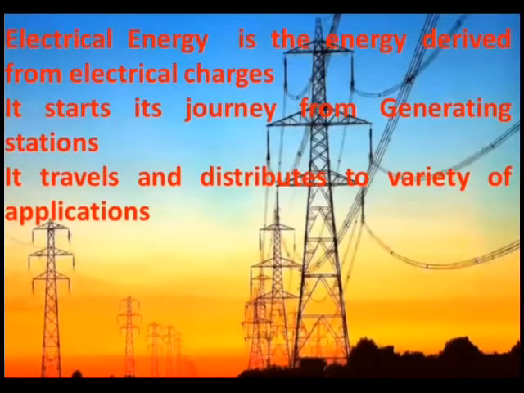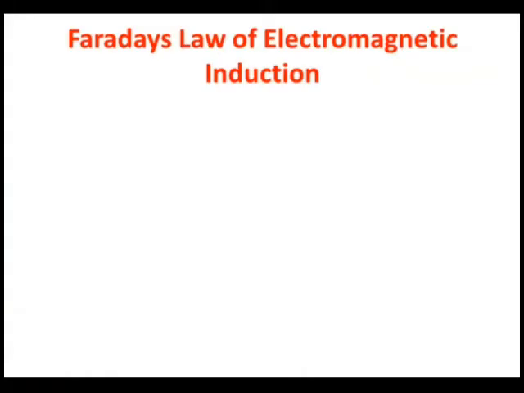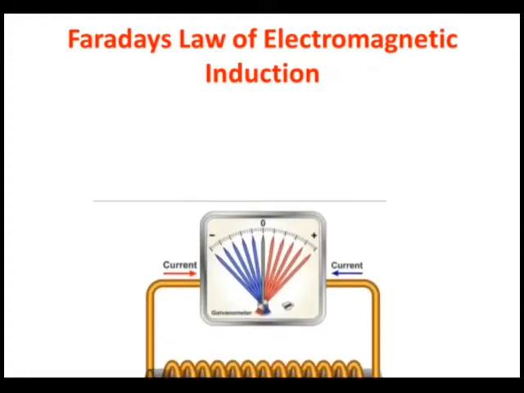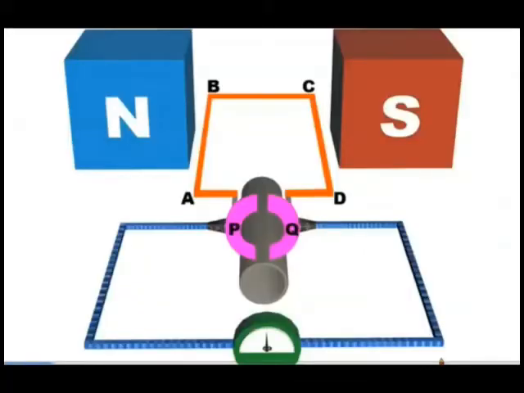The basic fundamentals of electrical energy evolved from physics. In physics, magnetism and charges play a role in electricity. Faraday's law of electromagnetic induction is taken to be the basic law from which electricity is generated. According to Faraday's law of electromagnetic induction, whenever the flux linking a conductor changes, a voltage is induced in the conductor in a magnetic field and is rotated.